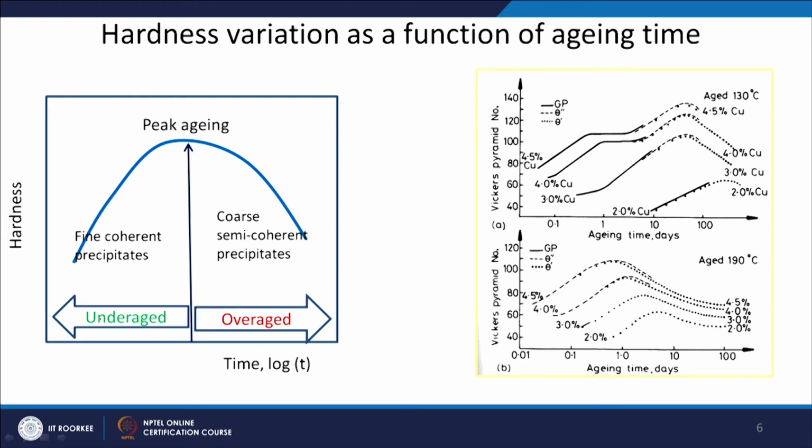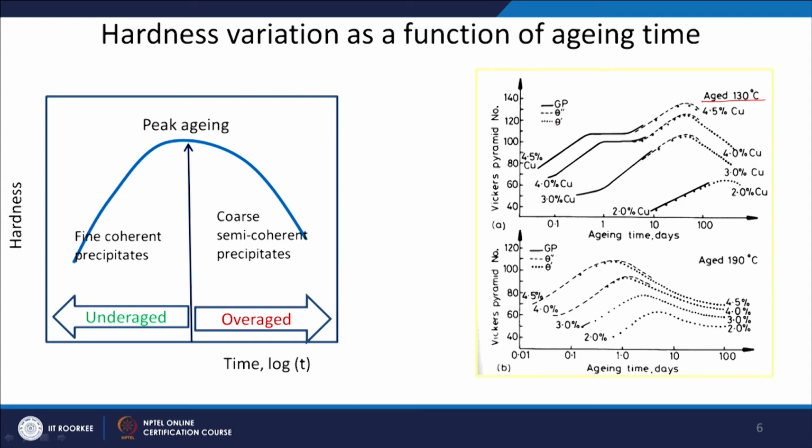If you do any aging below this, then it is called under aged condition. If you do any aging above this, it is called over aged condition. These are the actual experimental curves plotted for different copper percentage. So, you can see as the copper percentage is increasing, my response to the aging process is improving. Initially this is the formation of GP zone. As I told you, aging is done at this temperature, 130 degrees Celsius.